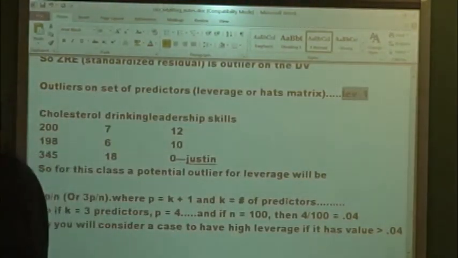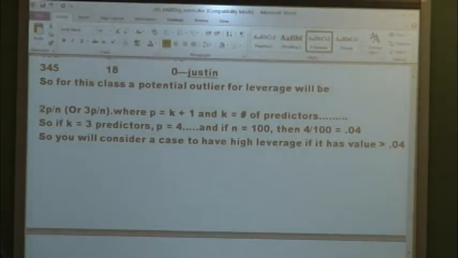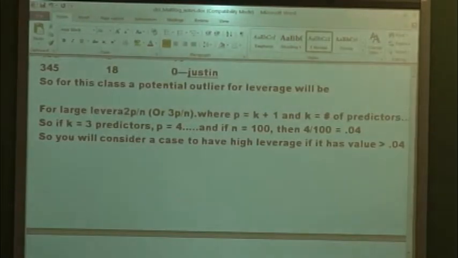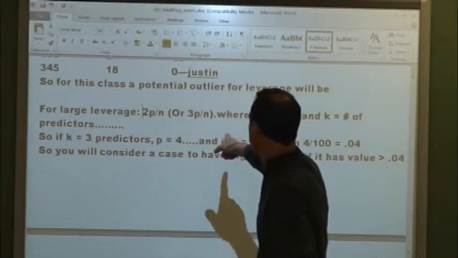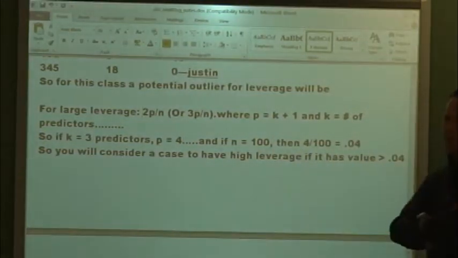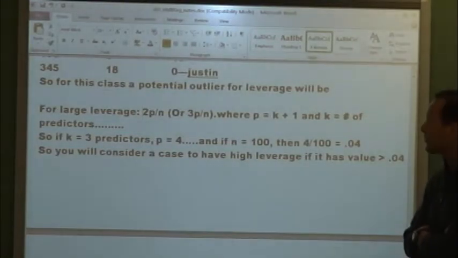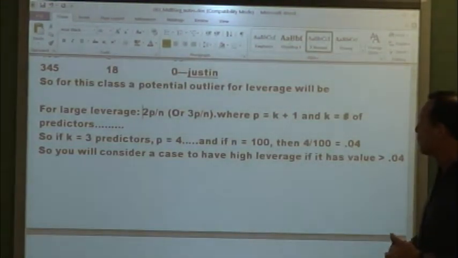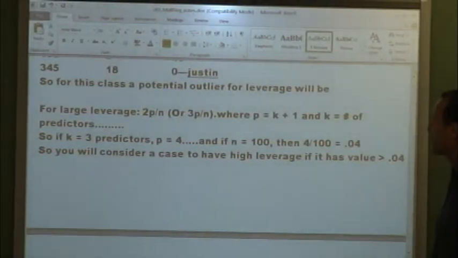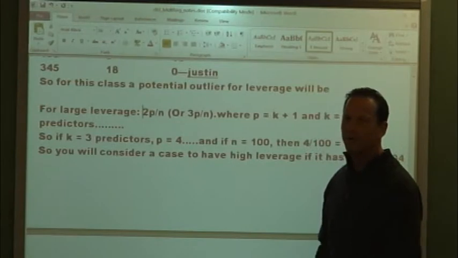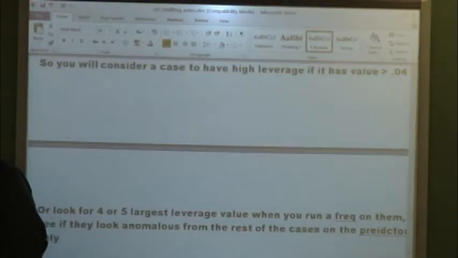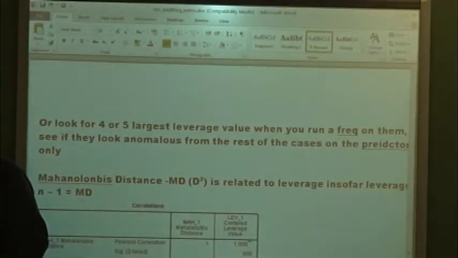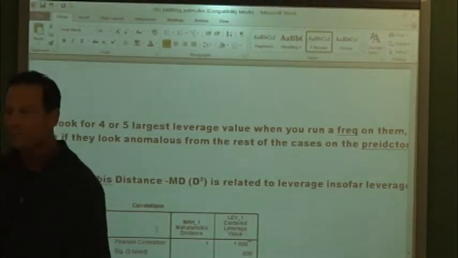There's no hard and fast rule. But for large leverage, the cutoff is 2 times P over N, or 3 times P over N, where P is K plus 1, and K is the number of predictors. So let's say you have 3 predictors. P is 4, because 3 plus 1 is 4. And let's say your sample size is 100. So then 4 divided by 100 is 0.04. So you will consider a case of high leverage if it has a value of 0.04. Or you may want to use this one also, for smaller sample sizes. Or, again, look for the 4 or 5 largest leverage values when you run frequencies and see if they look anomalous from the rest of the class.